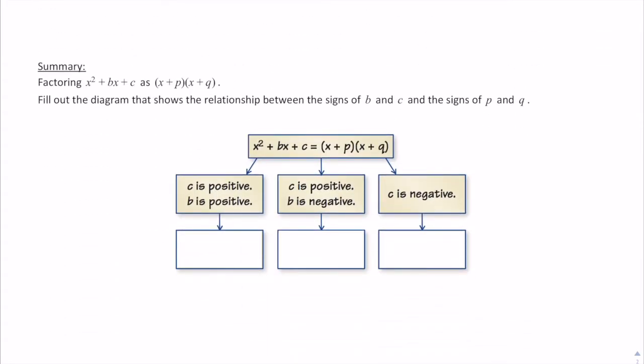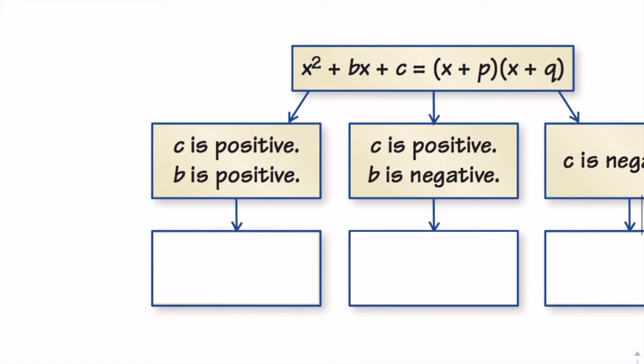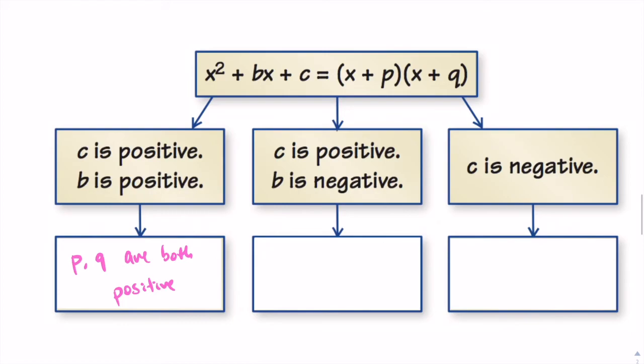So fill out the diagram to show the relationships between B and C and P and Q. So if, as he said earlier, my C is positive and B is positive, then P and Q are both positive. Remember, I said no matter what, if C is positive, I will have the same sign, both positive or both negative. How do I know? Well, it depends on my B term. If my B is negative, then P and Q are both negative.